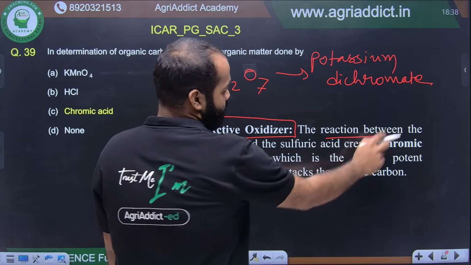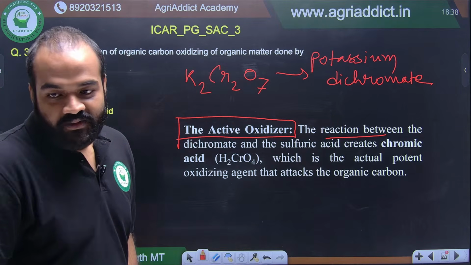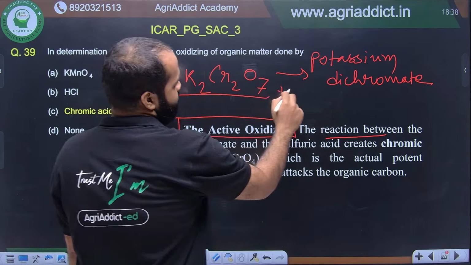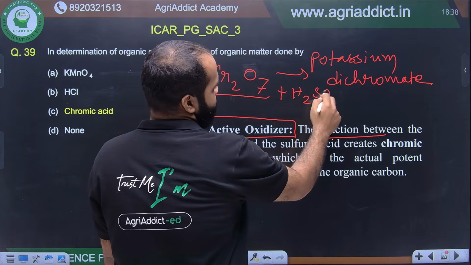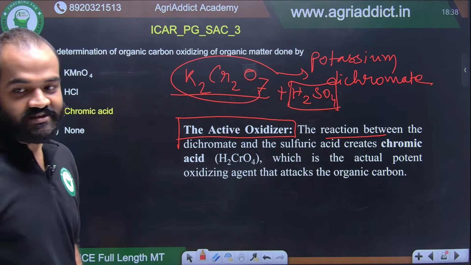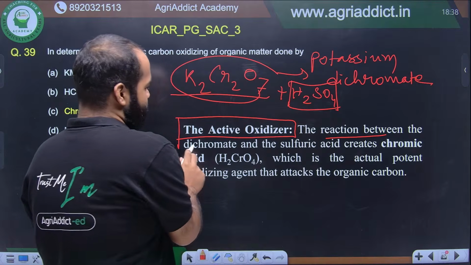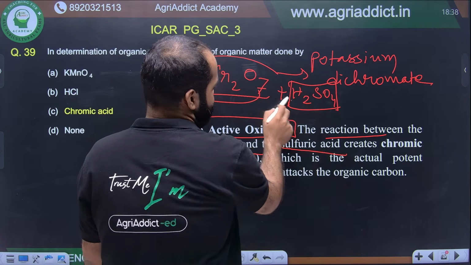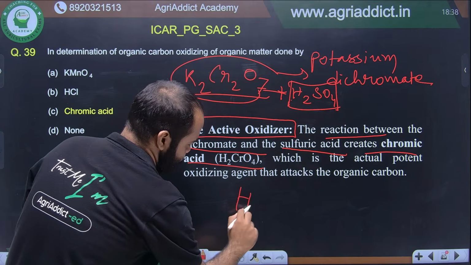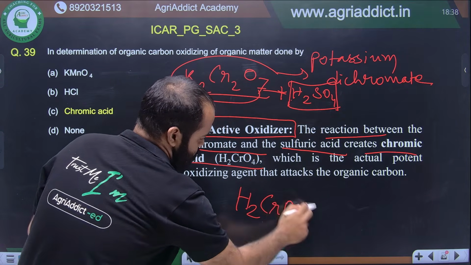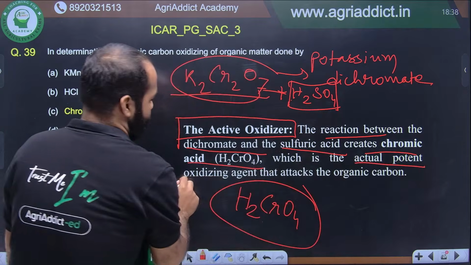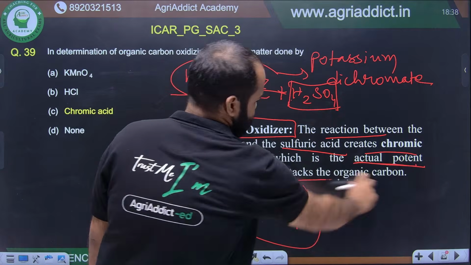The reaction, if you remember, very good. Potassium dichromate, yes, you are correct. If you remember, potassium dichromate के साथ साथ हम लोग H2SO4 भी डालते हैं, right? This H2SO4 does the digestion actually, and this K2Cr2O7 is the oxidizing agent. So the reaction between dichromate and the sulfuric acid, इन दोनों का reaction creates chromic acid. And chromic acid का अगर formula पूछे, that is also very important. H2CrO4. Remember this, which is the actual potent oxidizing agent that attacks the organic carbon.